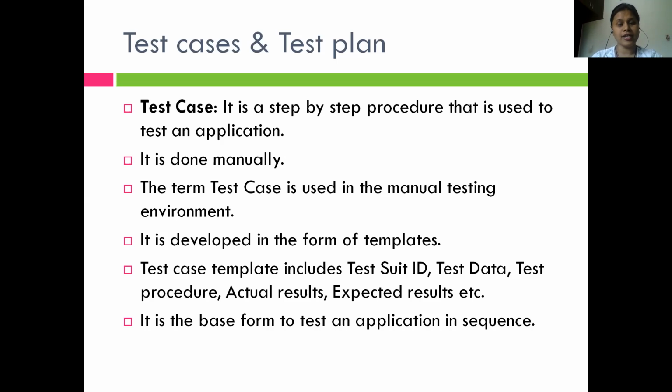So at the end, you have to write the result, whether that particular function or the condition has passed the test or it has failed the test. If your actual output is the same as the expected output or nearer to the expected output, then we can say that it has passed the test. But if your actual output is totally different from the expected output, then we can conclude that it has failed the test. This is how you represent the test cases. Okay, then it is the best form to test an application in a sequence.